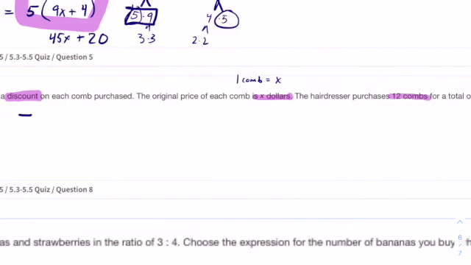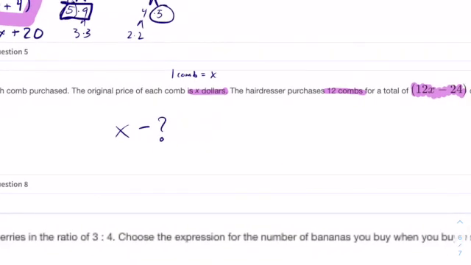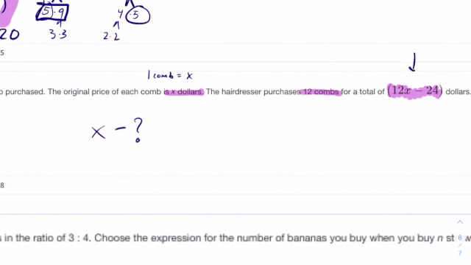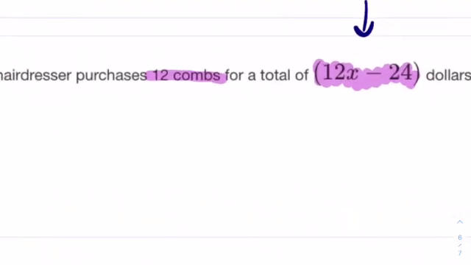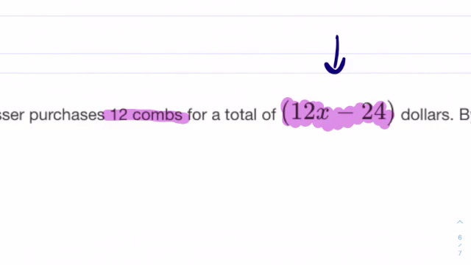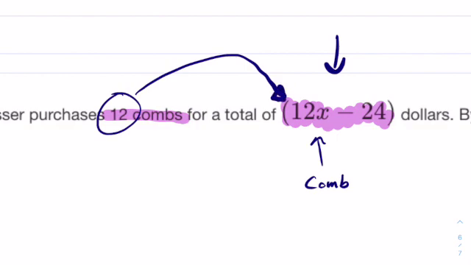So if I'm buying a comb for X, but I get a discount, then that would mean whatever I would pay originally minus something, that would be what I pay with the discount. So it says that the hairdresser purchases 12 combs for this price here. And so I just got to examine this little bit here and see what I know. X, I remember, was the price of a comb. And it tells me that she buys 12 combs, so that must be where that 12 comes from, right? The minus sign there, what was that in reference to? Do you remember? It was the discount.